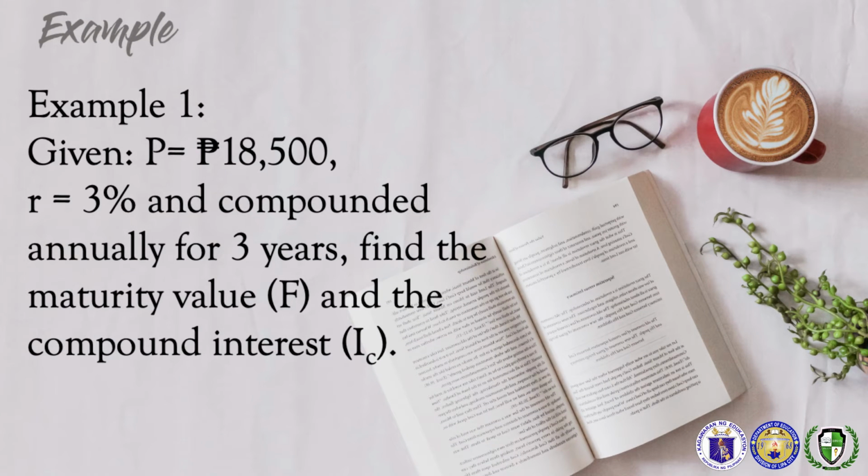Example number 1. Given that P is equal to 18,500 pesos, R is 3% and compounded annually for 3 years, find the maturity value and the compound interest.